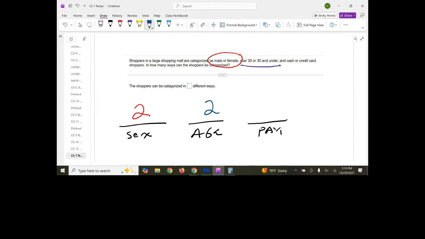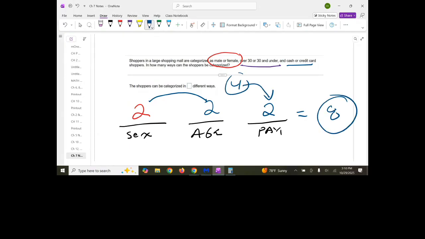But it's really a 2 because there's two categories there. And cash or credit card. So that's also 2. So 2 times 2 is 4. And 4 times 2, y'all, is 8. Okay. Again, you can see, guys, 7.1, really, really straightforward, right?